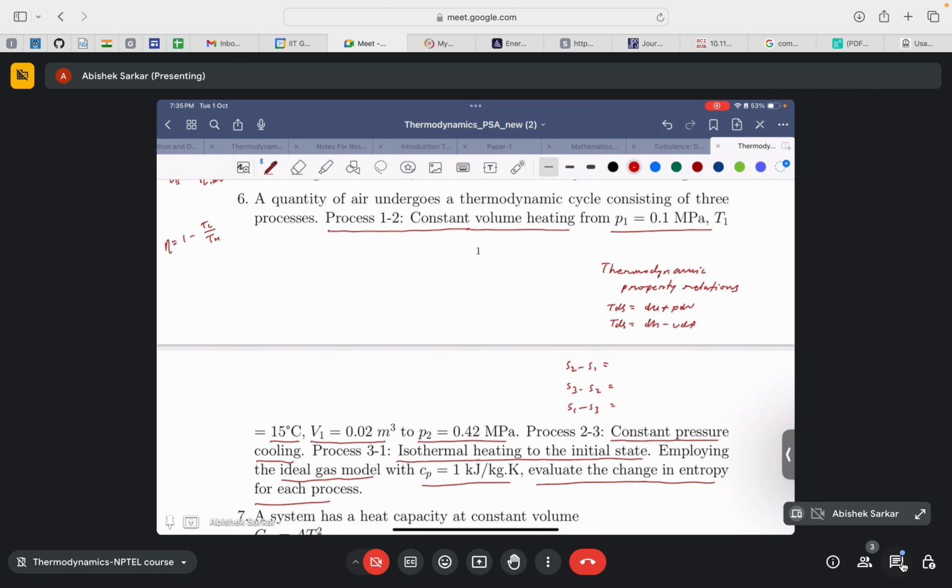If we draw it in a PV diagram, process 1 to 2 is a constant volume heating, so the pressure will go up. Then 2 to 3 is a constant pressure cooling, so the volume will go down, and it's an isothermal process to reach point 1 back again. So this is the diagram in the PV diagram for the cycle.